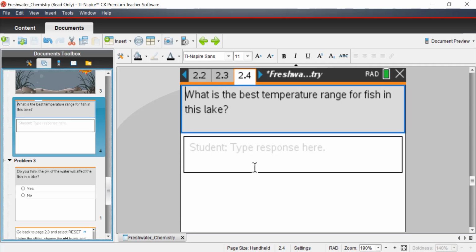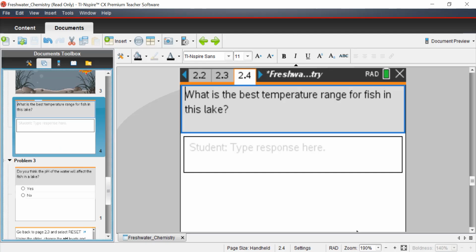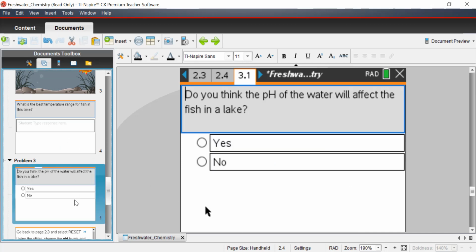All right, so that question, what is the best temperature range for fish in this lake? Well, I think we saw that between 10 degrees C and 22 degrees C, we had a large population, and we had multiple species of fish present. So in terms of biodiversity and population, 10 degrees to 22 degrees would probably be the best answer here.